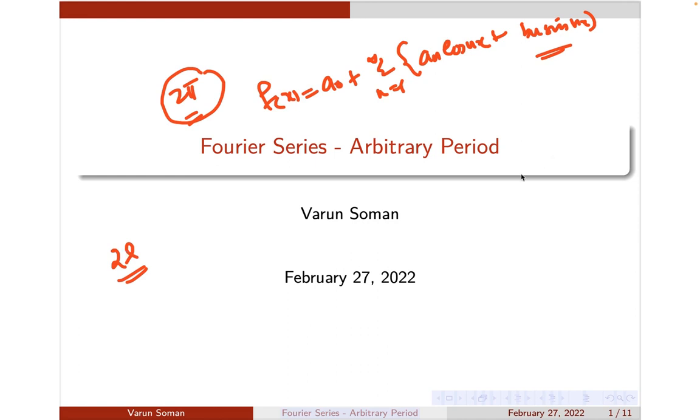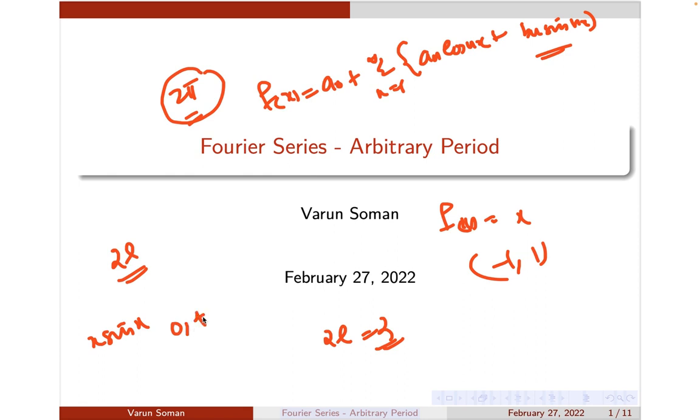For example, we will be asked to expand f of x is equal to maybe x in the interval minus 1 to 1. I'll take my 2l as the length of this interval. The length of this interval is 1 minus minus 1, which is actually 2. Or they will ask you to expand x sin x in the interval 0 to 4. In this case the period length is 2l, so this is 4 minus 0, which is 4. So that is what I'm going to do. I'll take a general periodic function and we'll discuss the expansion of that periodic function.